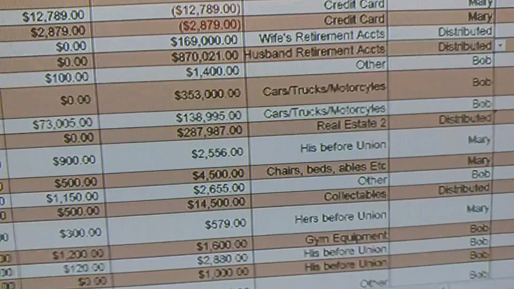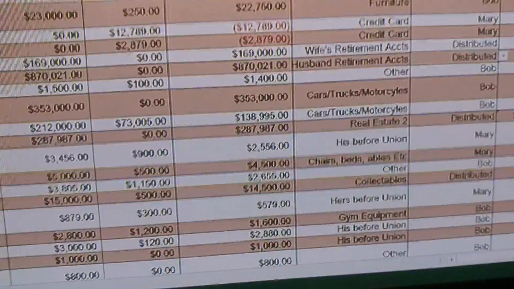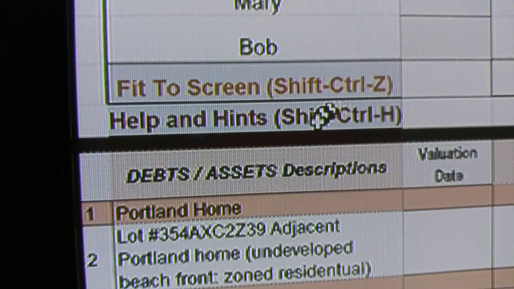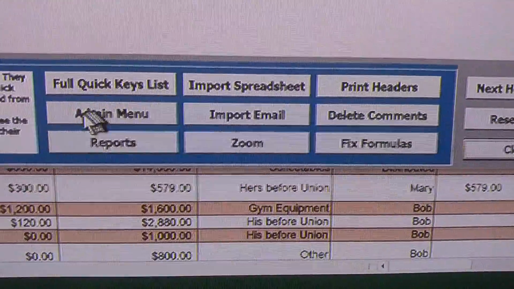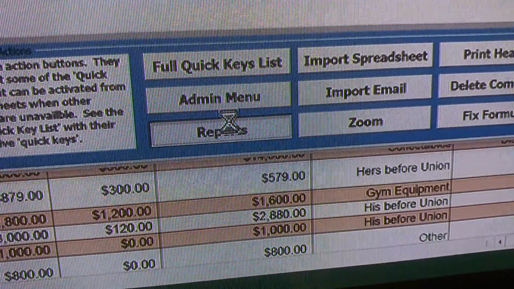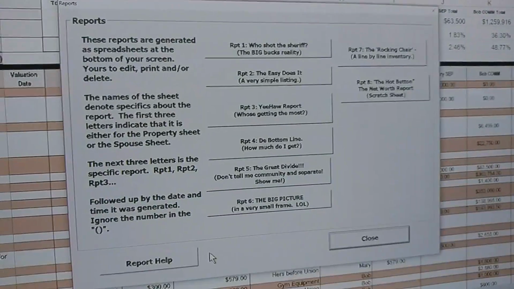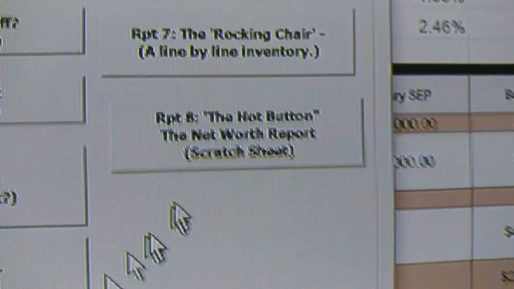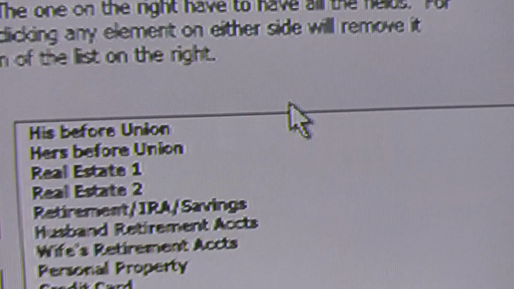What we want to do now is we want to do a report. Let's go ahead and go to the admin. Oh, let's try it here. I believe we can go right here to help and hints, one we've used before. And I believe there is a report menu here. Let's see if I can find, oh, there it is right there. And click on reports. Okay. There's a lot of reports, and we're not going to look at all of them. There's about 8. Today, we're only going to look at one, probably the most popular. We call it the hot button, the net worth report. It's on a scratch sheet. Give it a click.